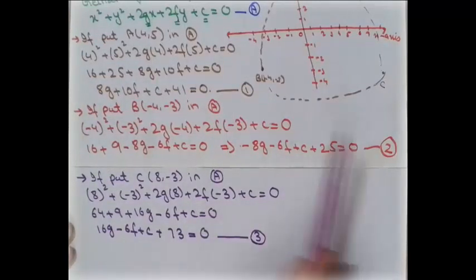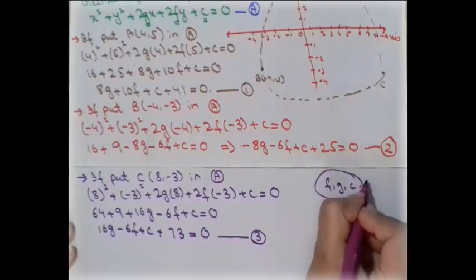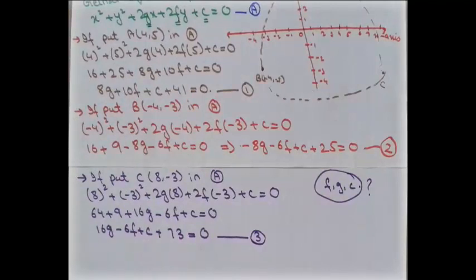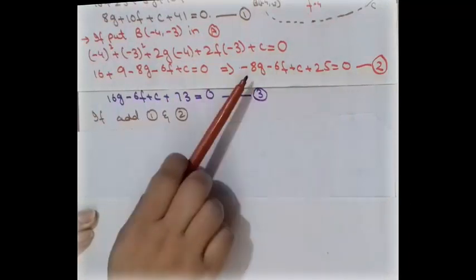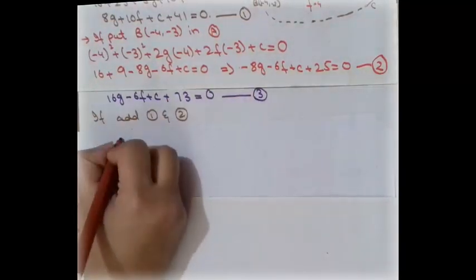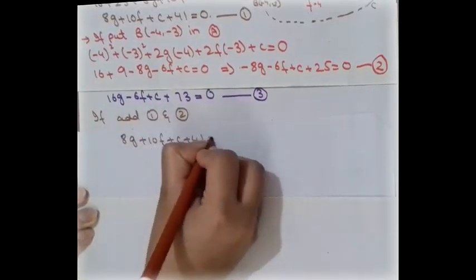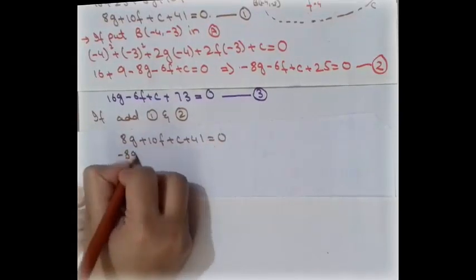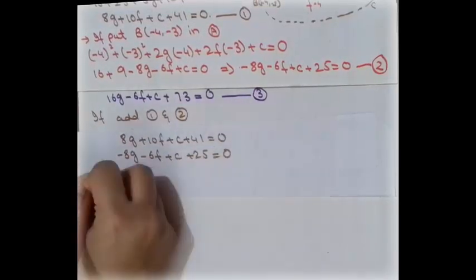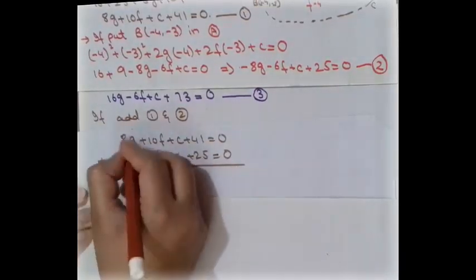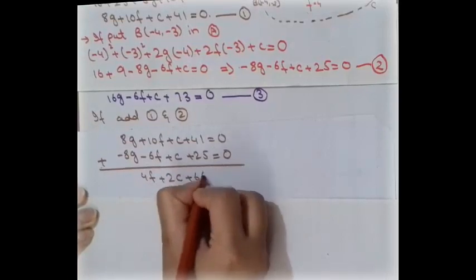Basically we use these three equations to find the values of f, g and c, and after this put the values in equation A to find the final equation of the circle. If we add the first and second equations, then we can eliminate g. So the first is minus 8g minus 6f plus c plus 25 equals 0, and we add these equations. These cancel out and we are left with 4f plus 2c plus 66 equals 0.